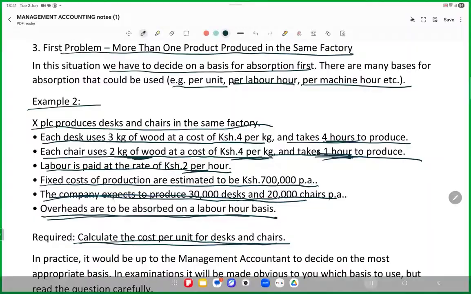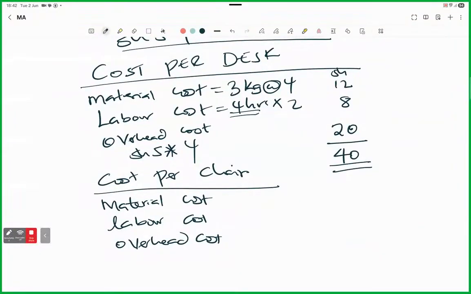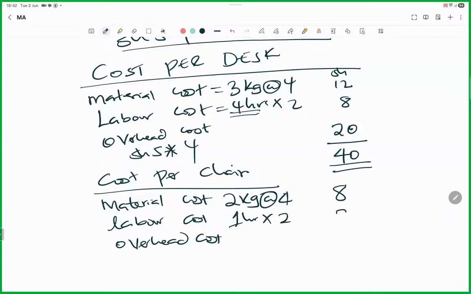Very good. So then I can come back here. So material cost, give me the number of kilograms. 2 kgs, and each is going for 4, giving me 8. Labor, you gave me 1 hour, and each costs 2 bob. So 2 like that. Overhead cost is about absorption, and we are absorbing shillings 5 for each hour. Fortunately for the chairs, we need only 1. So 5 times 1 gives me 5, which will give me 15, isn't it?